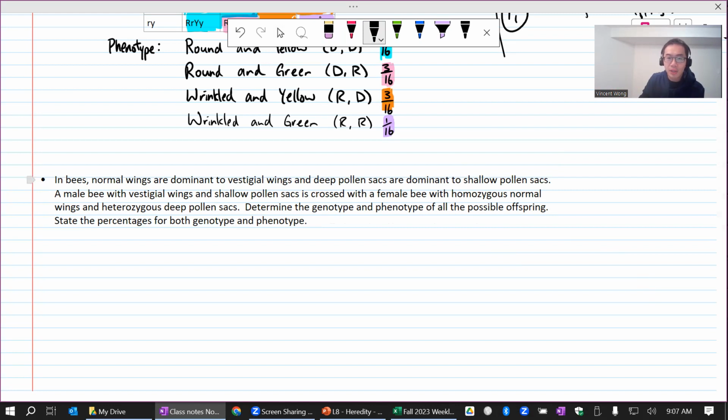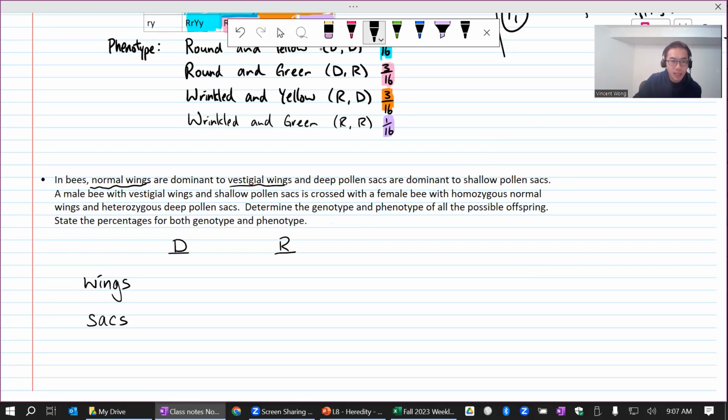Deep pollen sacs are dominant over shallow pollen sacs. So what are the two characters? It's no longer round, wrinkled, yellow, or green. In this case, we're talking about bees. So we have wings and we have the pollen sacs, and we have to figure out which one is dominant and which one is recessive. It's great when the question tells you, like it says normal is dominant over vestigial.